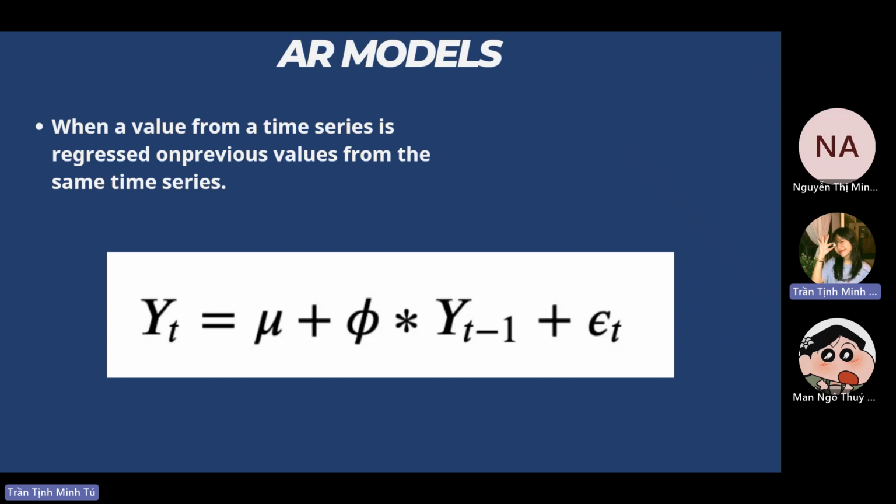AR model, an auto-regressive model, is when a value from a time series is regressed on previous values from the same time series. In other words, the mathematical idea is as follows.